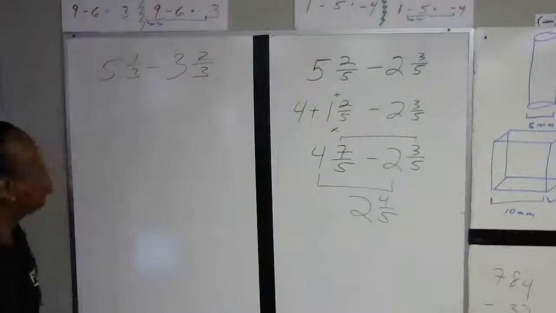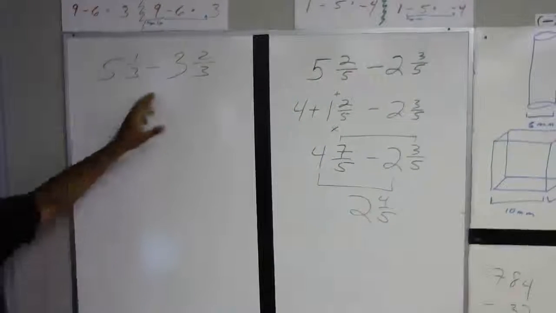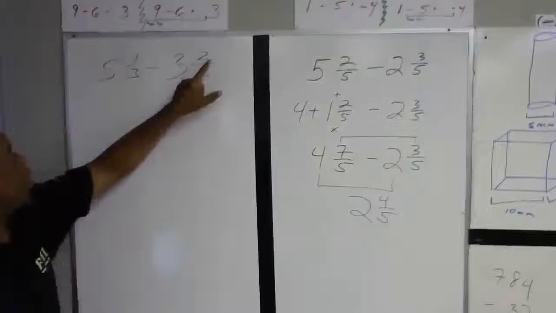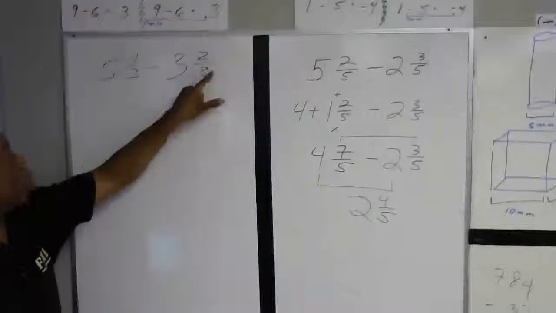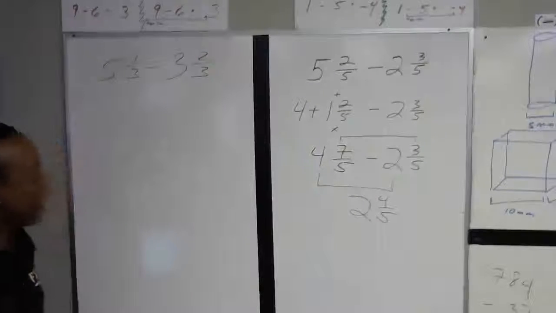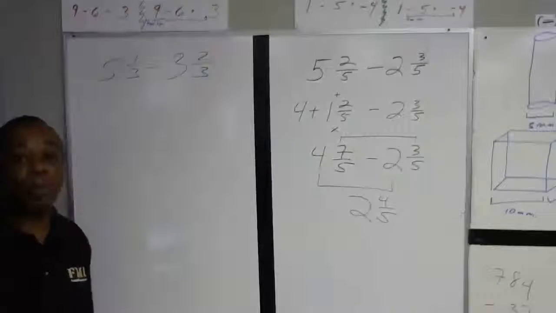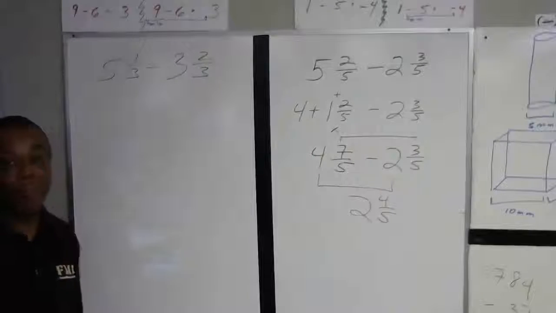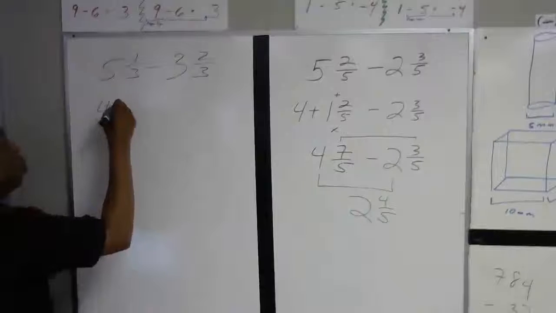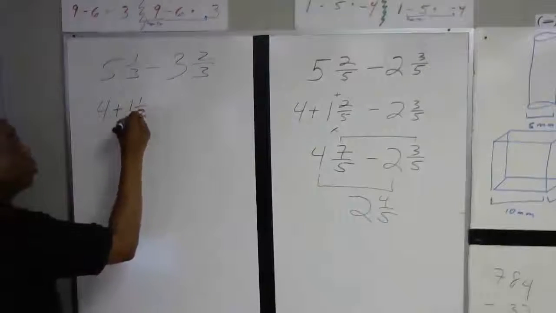Okay, next we'll be subtracting 5 1/3 and 3 2/3. Once again, our fractions, I cannot subtract a 2/3 from 1/3 because 1/3 is smaller than 2/3. I need to make the number larger. So I'm going to borrow 1 from the 5 and it will become a 4. The 1 that I borrowed will go next to the 1/3 here.